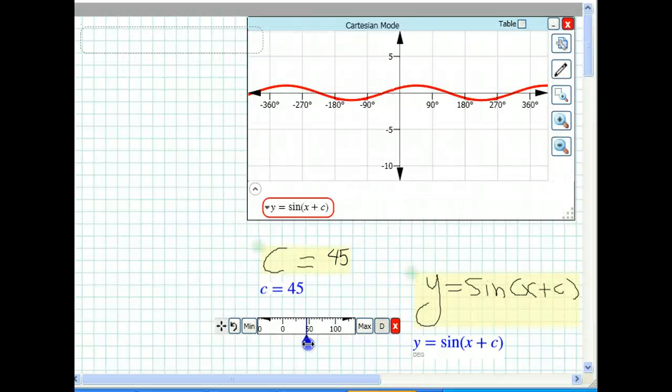So once again, as I increase the value of c, watch how the graph keeps shifting, and finally, we're almost at 90 degrees. Almost. There we go. So at 90 degrees, notice that it now looks exactly like a cosine curve. That's very interesting. The sine curve and the cosine curve are really what's called out of phase by 90 degrees. In fact, let's take a look at this.